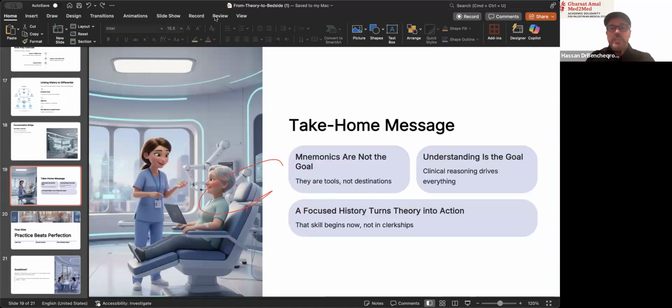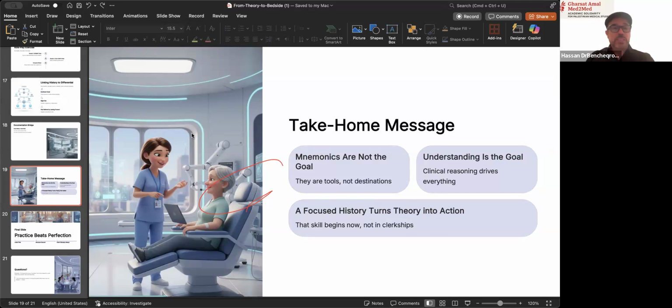And we are coming to the end. So the take-home message is that mnemonics, the old cards and the PQRST help, but they're not the goal. The goal is for that to become your own style. And the goal is to give you a story that has a theory, a hypothesis that you're going to test. Is it chest pain? Is it an infection? Is it diabetes? Is it a fracture? A focused history turns theory into action.